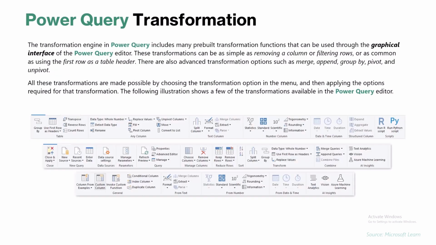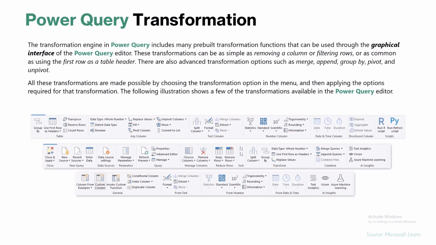So how can you use transformation in Power Query? The transformation engine in Power Query includes many pre-built transformation functions. You can see how the UI looks, so you don't need to write anything. You can see the functions in this UI: transpose, data type, replace value, manage parameters, connect to sources, custom column, and a lot of things you can see here. If you want to run a Python script to transform your data, maybe for machine learning, you can use Azure Machine Learning and Text Analytics, where you can even run your Python scripts in Power Query. You can see how powerful it is.